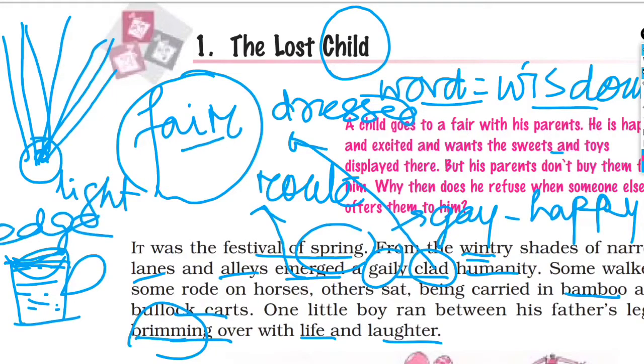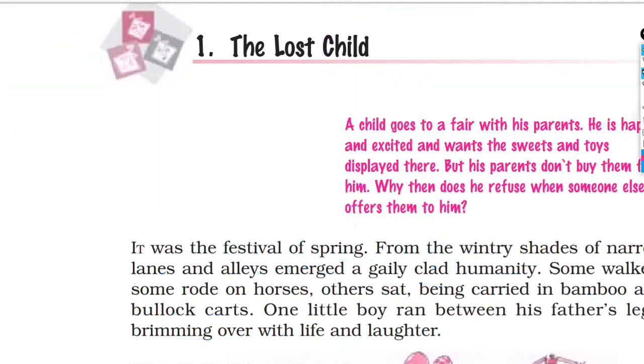So if anything is coming to the full point, that is called brimming. Means his happiness was to the full, and he did not know what to do, and therefore he was simply running between the legs of the father. I suppose you have understood it. Therefore, now let us proceed to the next part.